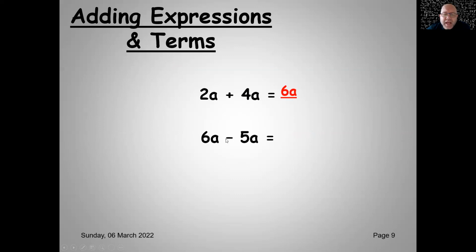Here we have 6a minus 5a. Well, if you take 5 lots of a away from 6 lots of a, you're going to just be left with 1 lot of a, or a. Here we have positives and negatives. So we've got 7 lots of a, take away 4 lots of a. So there's 3 lots of a. And then we're going to add 10 more, giving us 13 lots of a.